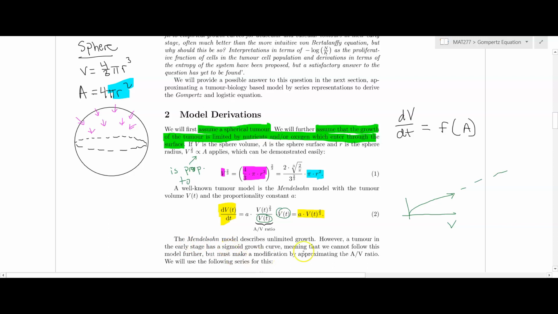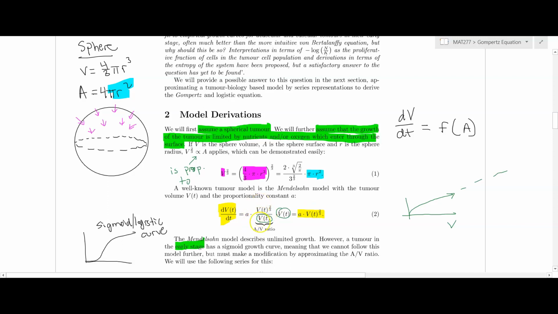That's not necessarily what we want, because a tumor in the early stage, at least, so we're focusing here on the early stage, I'll highlight that in green again to state that this is an assumption, has a sigmoid growth curve. Now, a sigmoid growth curve is just a fancy name for an S-shaped logistic curve. So this is what we call a sigmoid or logistic curve. Okay, meaning that we cannot follow this model further, but we've got to make a modification.